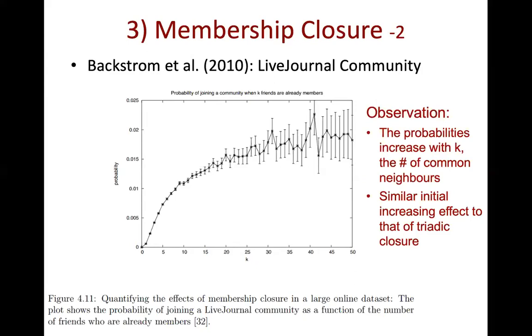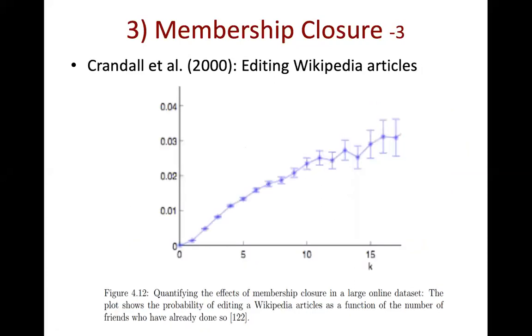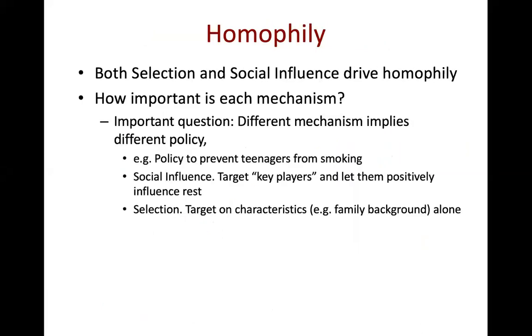So probabilities increase with K, the number of common neighbors, with a similar initial increase in effect to triadic closure, right? So you can see that once something gets a little bit more viral, the probabilities of making this connection get increased. Yeah, and this also holds for editing Wikipedia articles, a similar observation.